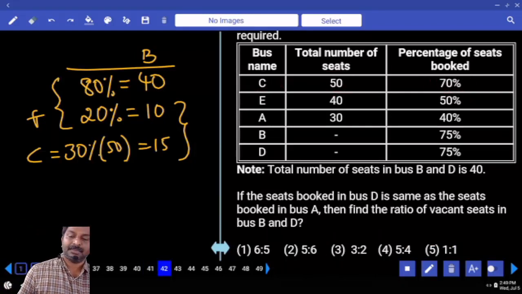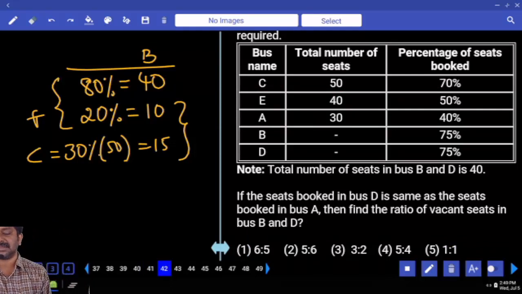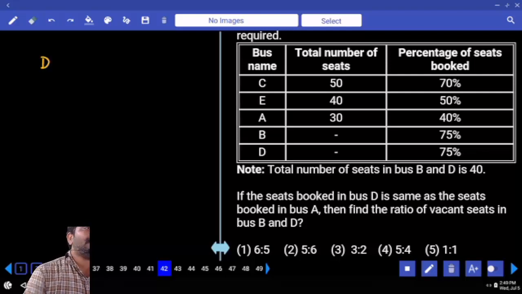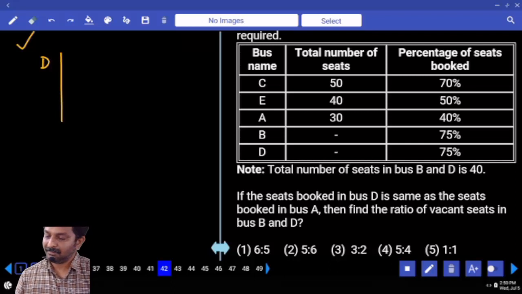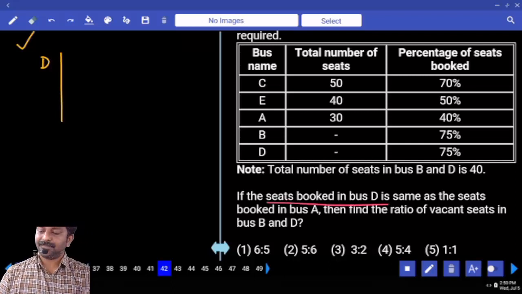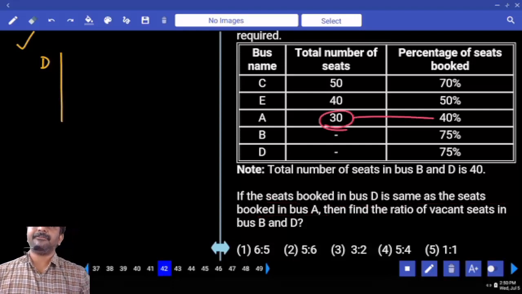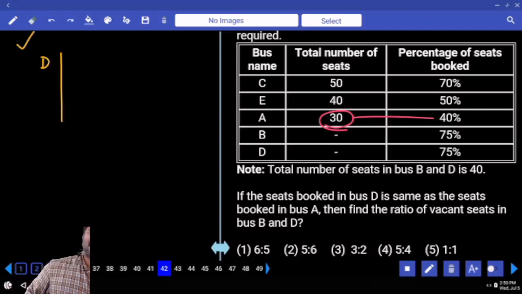If the seats booked in D is the same as the seats booked in bus A, find the ratio of vacant seats in bus B and D. So now I am talking about D. Booked, yes. Now seats booked in D is the same as seats booked in A. Out of 30, 40% are booked. What is that? That means in D, 12 are booked.